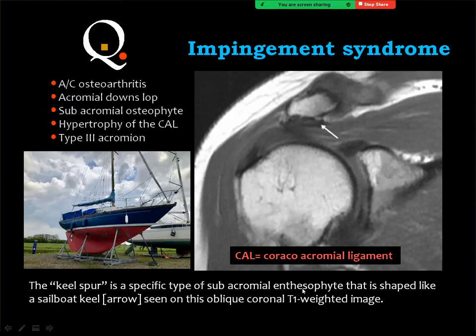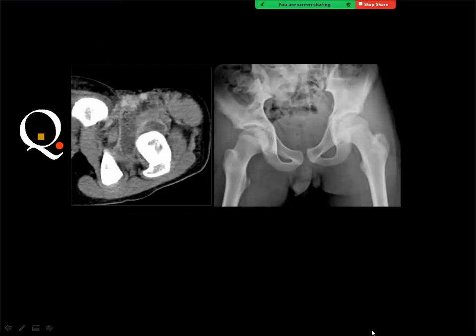impingement syndrome at the region of the acromioclavicular joint include: number 1, acromioclavicular osteoarthritis; number 2, acromion down slope compared to the level of the clavicle; number 3, subacromial osteophyte, which is exactly similar to hypertrophy of the coracoacromial ligament; and number 5 is the type 3 acromion with anterior hook. So many of these factors can cause impingement and consequently can cause supraspinatus tendinopathy.